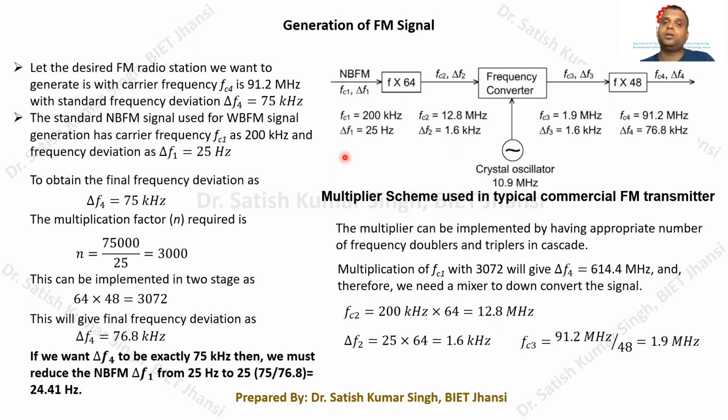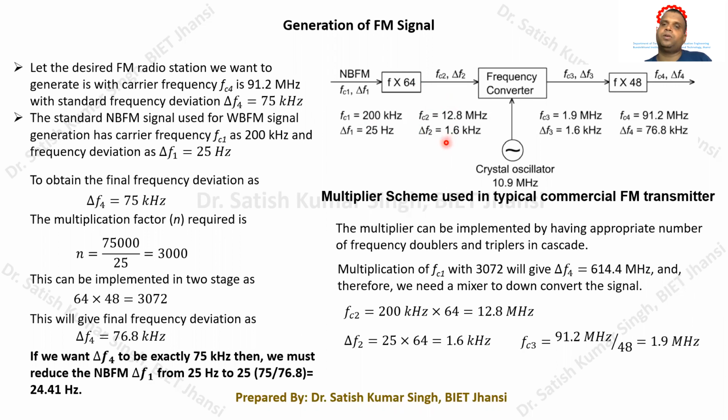Similarly, our frequency deviation delta F2 is multiplied by the same factor, 64. So 25 multiplied by 64 gives 1.6 kilohertz. It means that after passing through this frequency multiplier, our carrier frequency has changed and our frequency deviation has also changed. And when frequency deviation changes, obviously by the same factor, our beta also changes. Remember that beta will also change by a factor of 64.